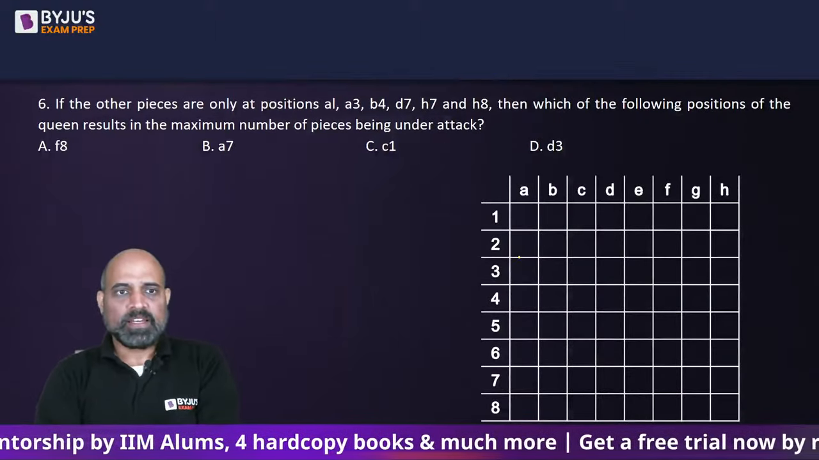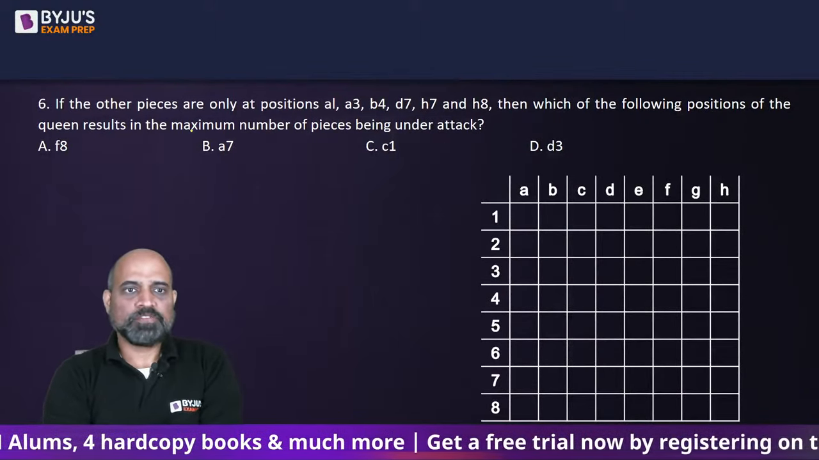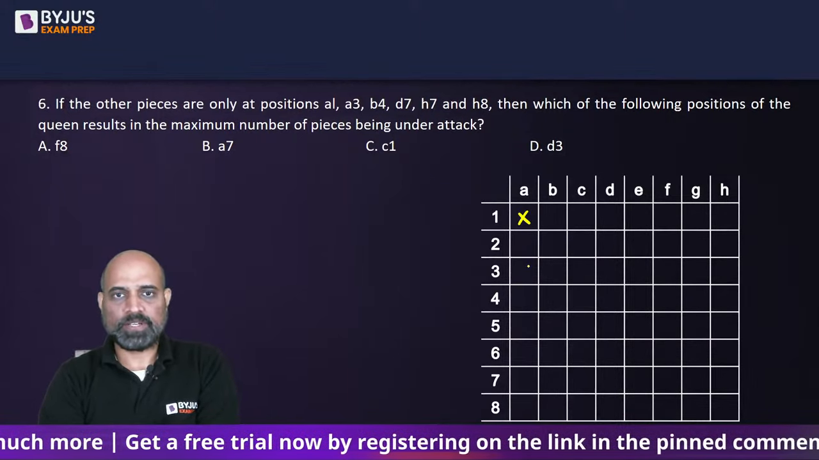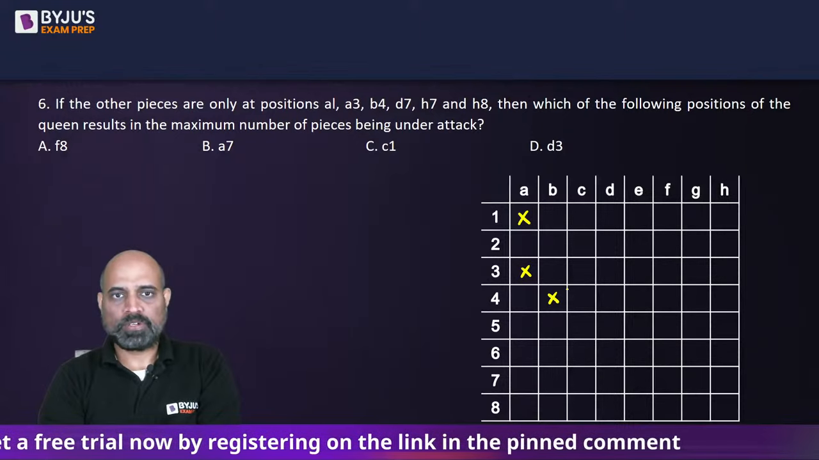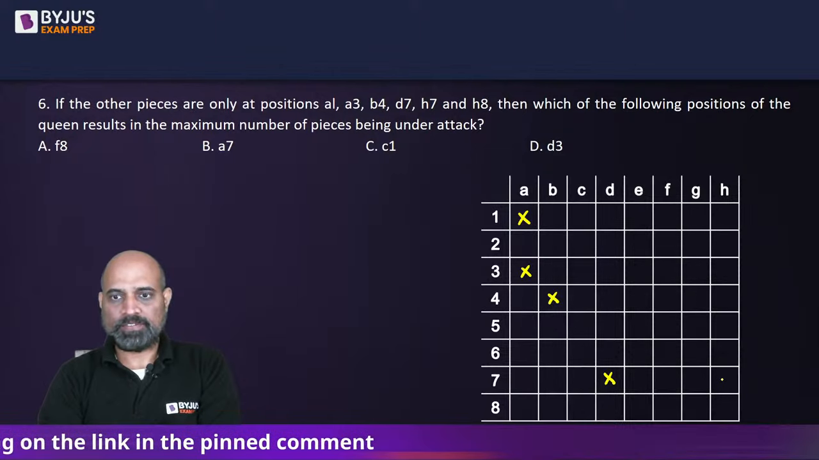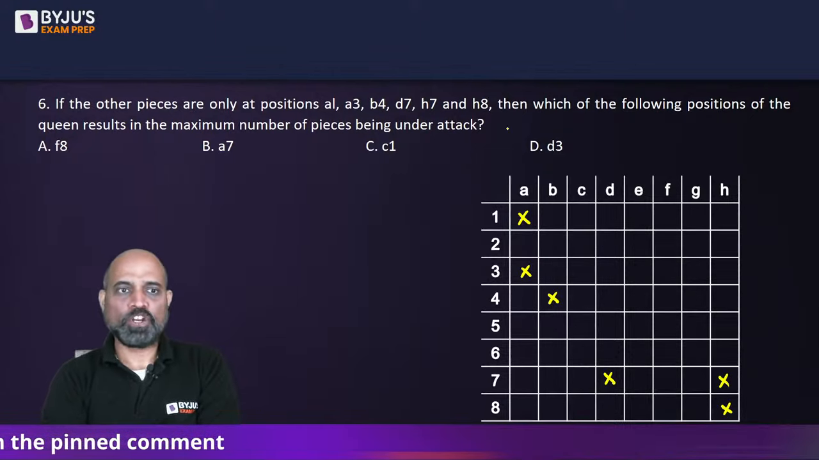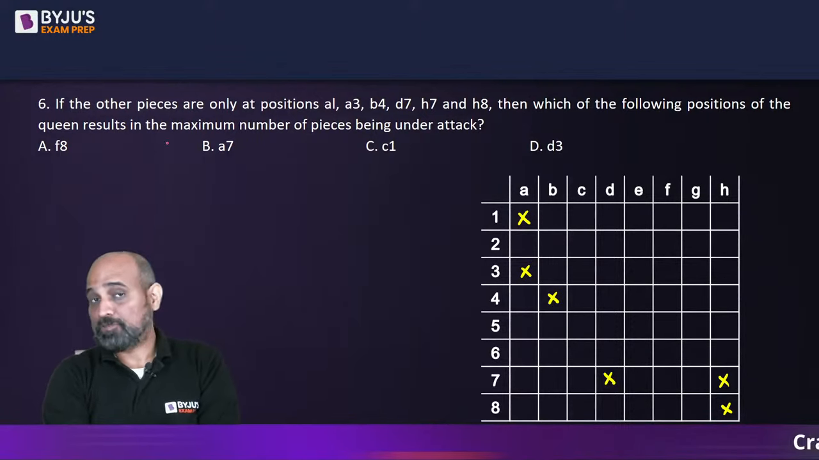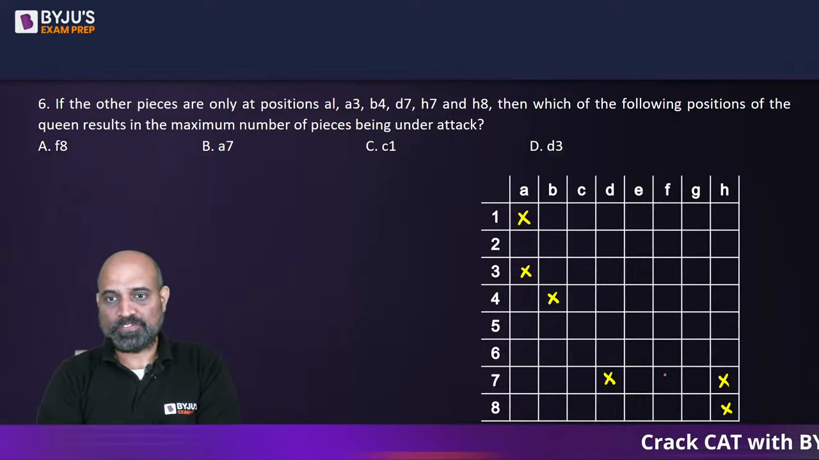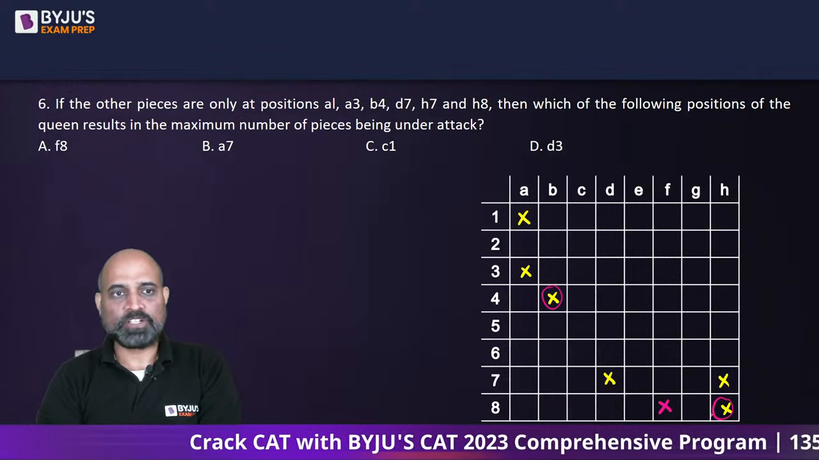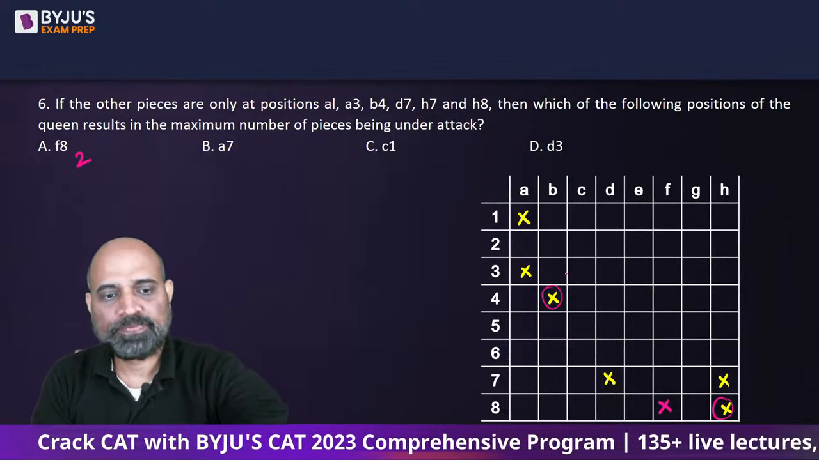Okay. Next, if the other pieces are only at positions A1, A3, B4, D7, H7 and H8, then which of the following positions of the queen results in the maximum number of pieces under attack? So we will have to check option by option. So if I put F8, we can see that one piece is here and another piece is here. There are only 2 pieces under attack at F8.